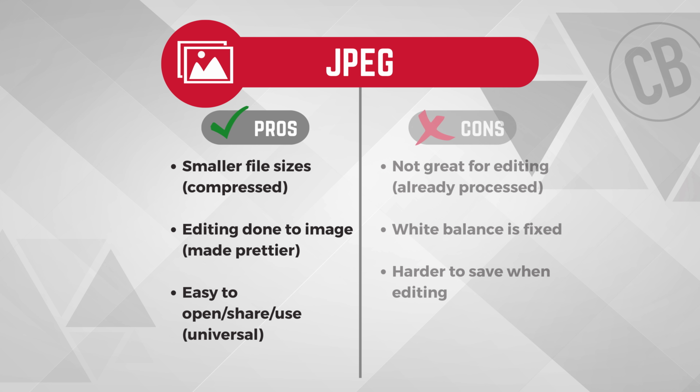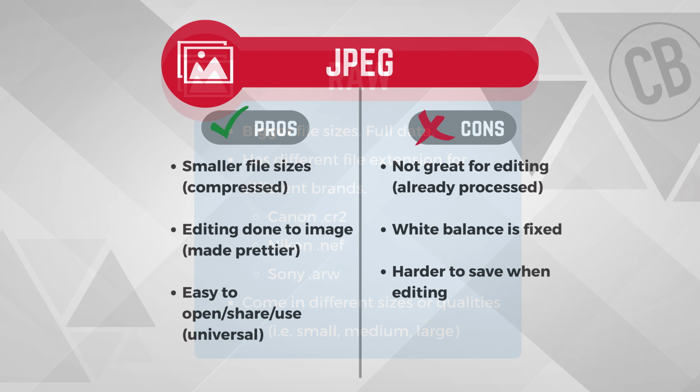Now, some of the cons of JPEGs are that they're not great for editing. Because they're already tweaked a little bit to be made prettier, it's harder to do some types of edits to your JPEG files, and we'll look at some of those examples later, such as the white balance being fixed, which is a con of a JPEG image. They're also harder to save. If you have some brighter, a little bit overexposed areas or some underexposed areas, those are harder to save in post-processing when you edit your photo if you're editing a JPEG.